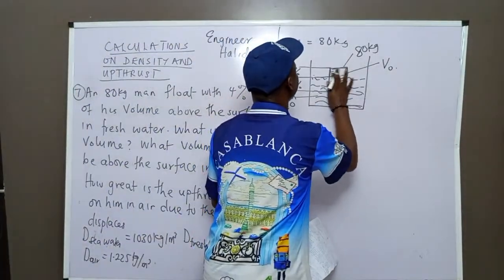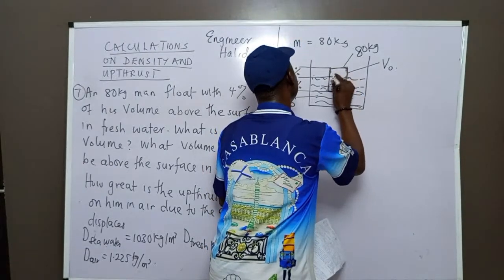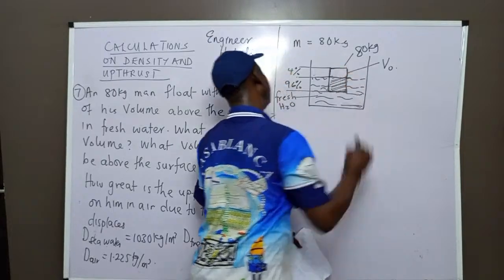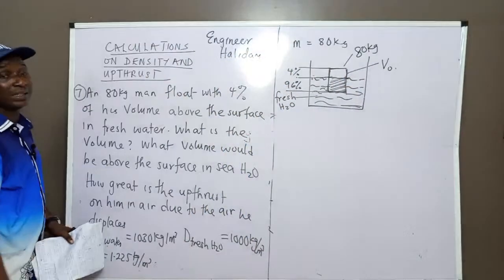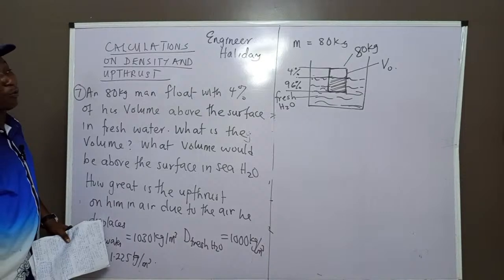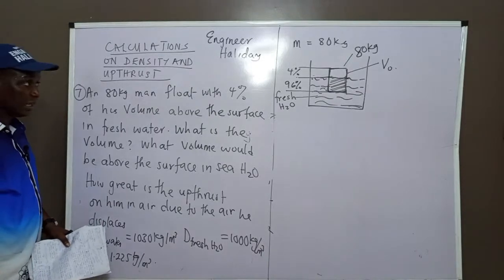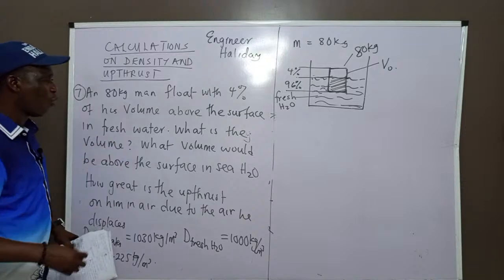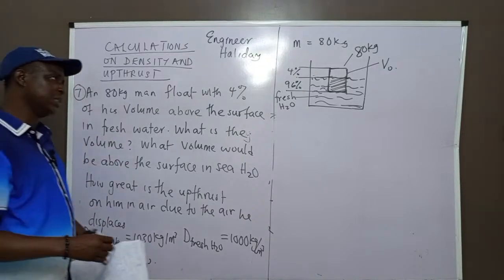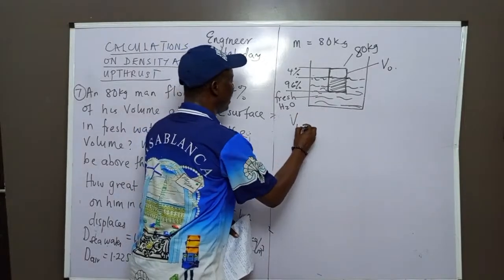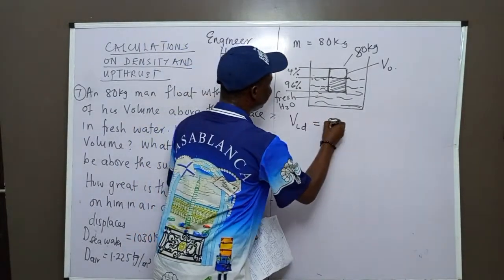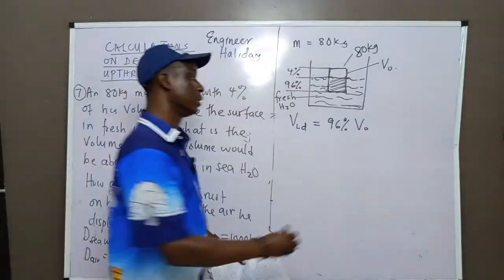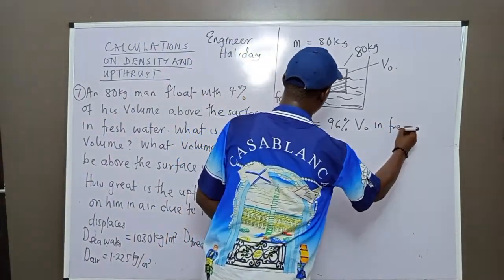Let me shade it differently so that you can see it now. You are not seeing the diagram clearly. So that white portion is 4%, and the 96% is the remaining one. Now, in fresh water, what is the volume of the object? The volume of liquid displaced is equal to 96% of the volume of the object in fresh water.